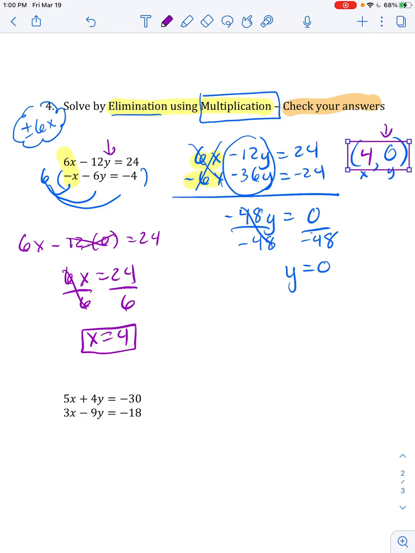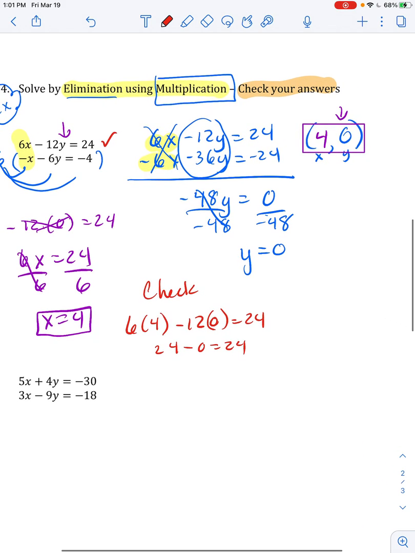My coordinates are 4, 0. I'm not confident because I feel like, wow, is 0 going to be weird? Let me check. So when I go to check my answers, take my top equation. Where there was an x, I will put in a 4. Where there was a y, I will put in a 0. That'll turn into 24 minus 0 equals 24. So it checks in that top equation.